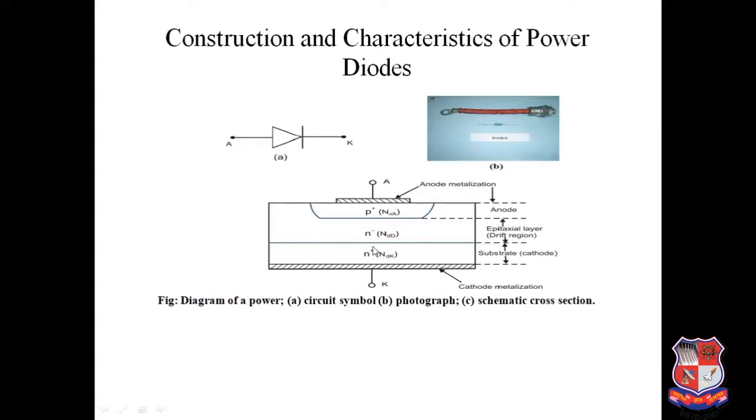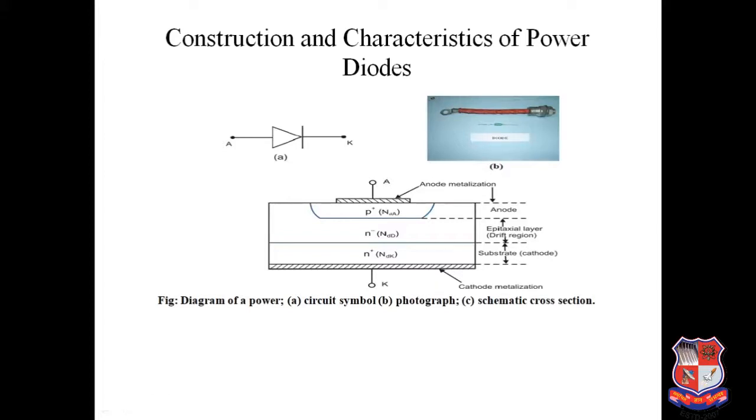Heavily doped N plus substrate, which acts as a cathode, and finally the PN junction is formed by diffusing a heavily doped P plus layer, and the region into the epitaxial layer. This is known as the anode of the power diode.